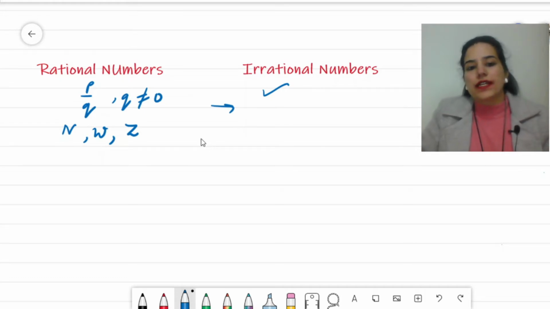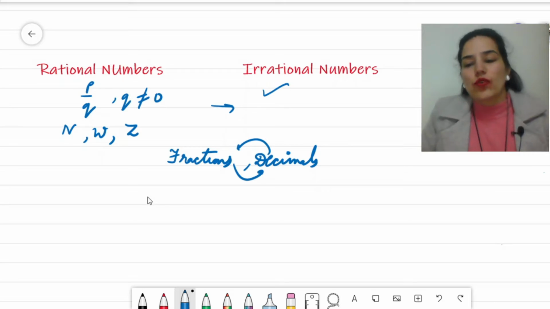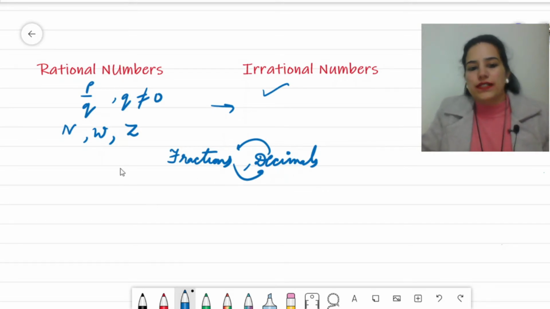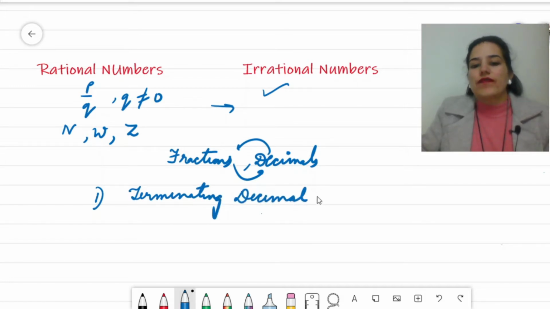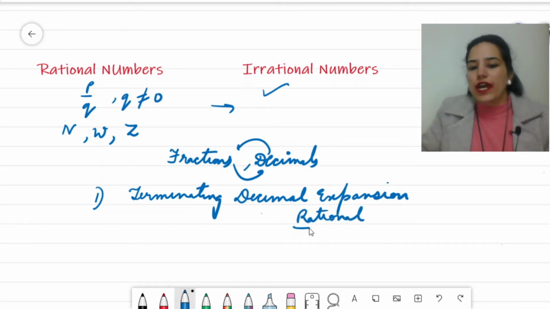Now how do we recognize them? Now we have fractions and decimals. So fractions and decimals can be converted to each other. When we convert any fraction into a decimal, there are three possibilities. First, when you convert a fraction into a decimal, you get a terminating decimal expansion. That is, when you divide, after some time your division is completed. Such fractions are called rational numbers. They belong to the category of rational numbers.